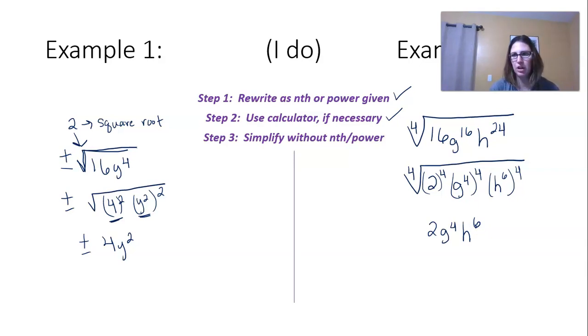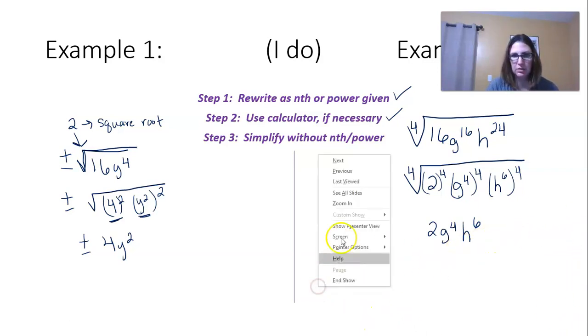The power of 4s are removed, okay? So that's all you have to do for these. Just try to rewrite them to whatever power the index is and then take them away, all right? Just one way to reduce it. So let's go to the next one.